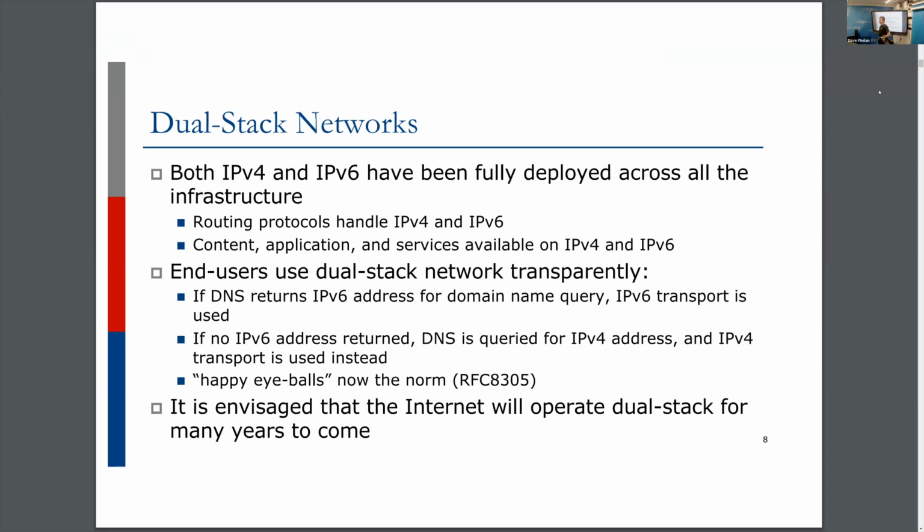End users who have dual stack will not notice any difference. It'll be transparent. So if DNS returns an IPv6 quad A record, then IPv6 will be used. If we don't get a v6 address back, so if there's no quad A, then it'll use the A record. We have this thing called happy eyeballs. What's happy eyeballs? Exactly that. My operating system will go and query for a quad A.